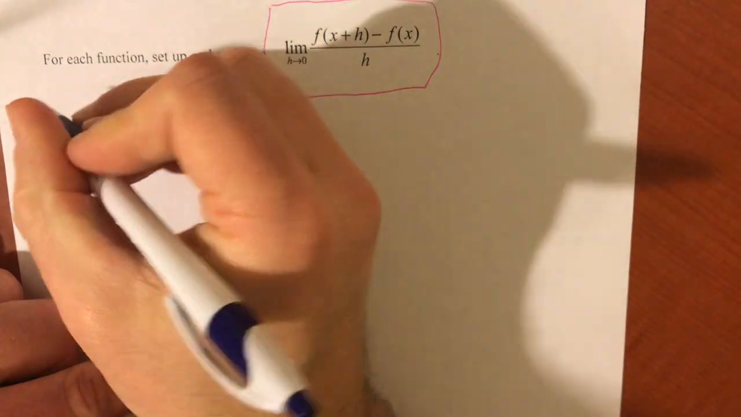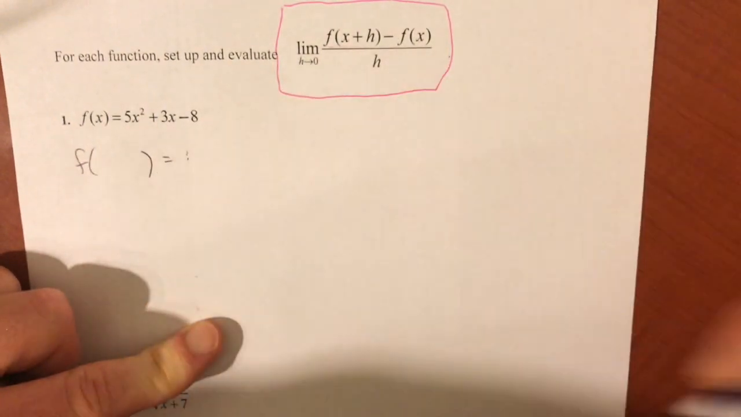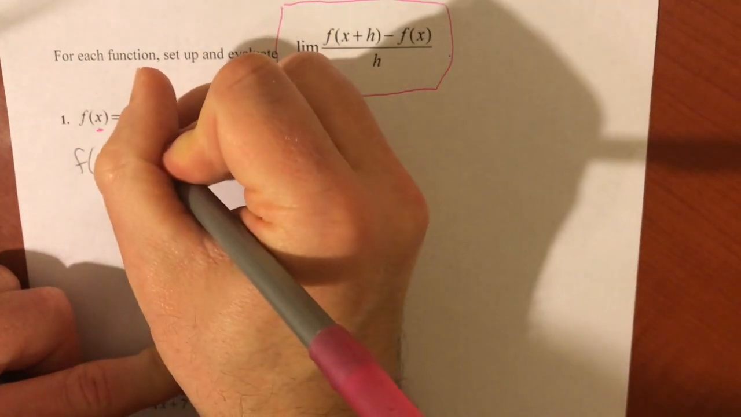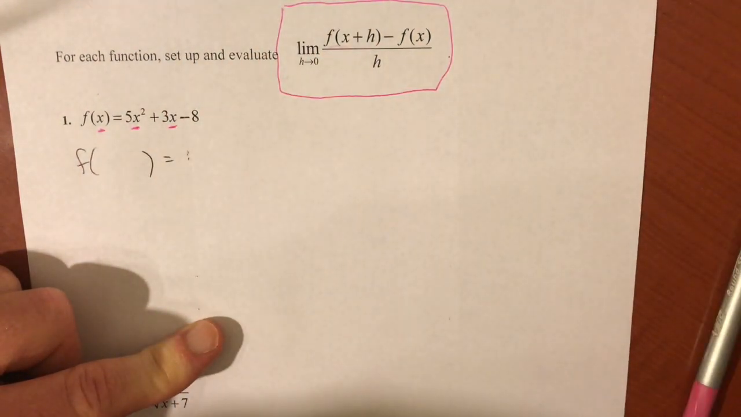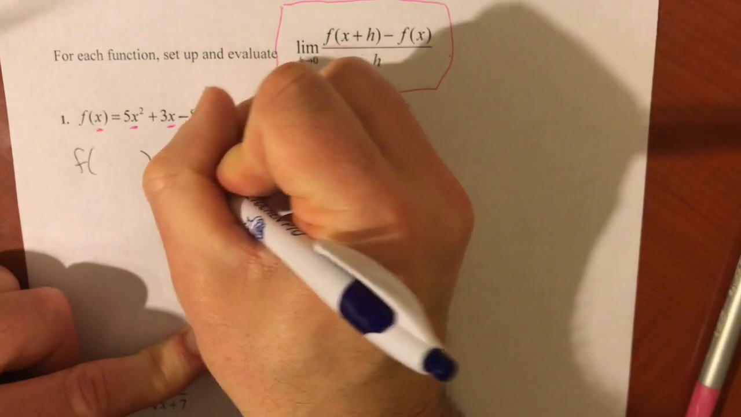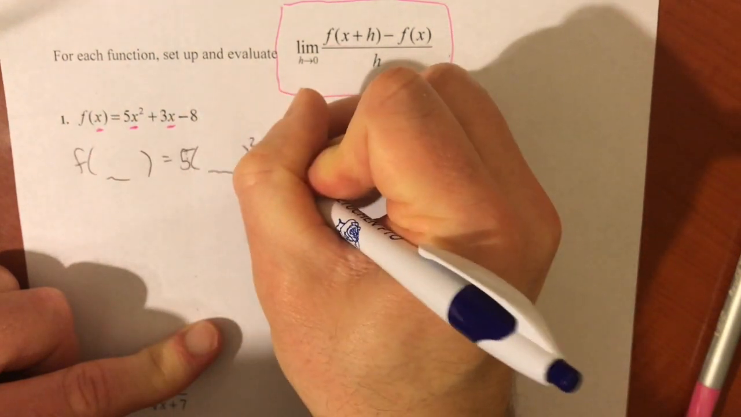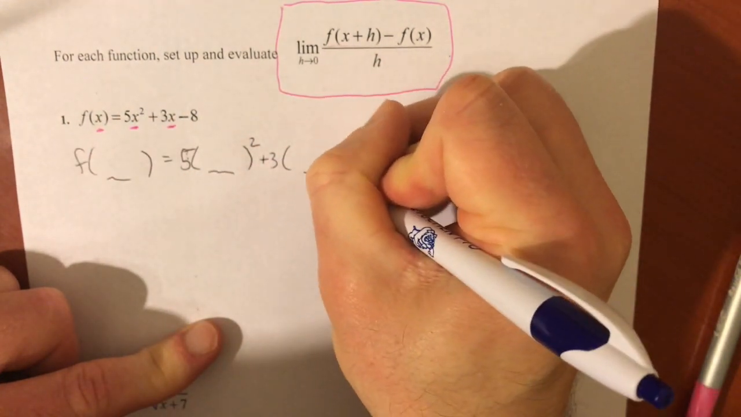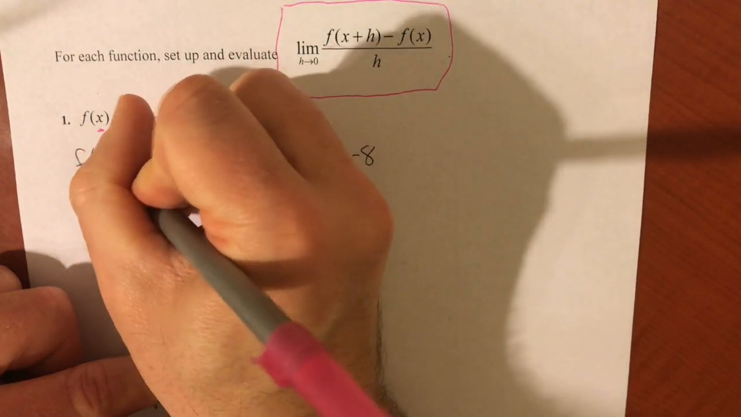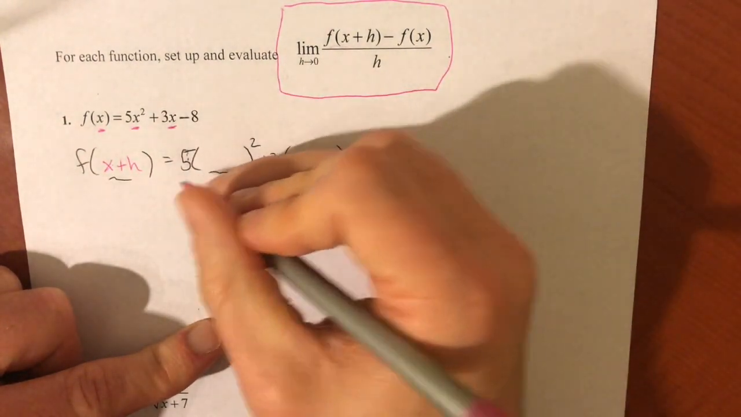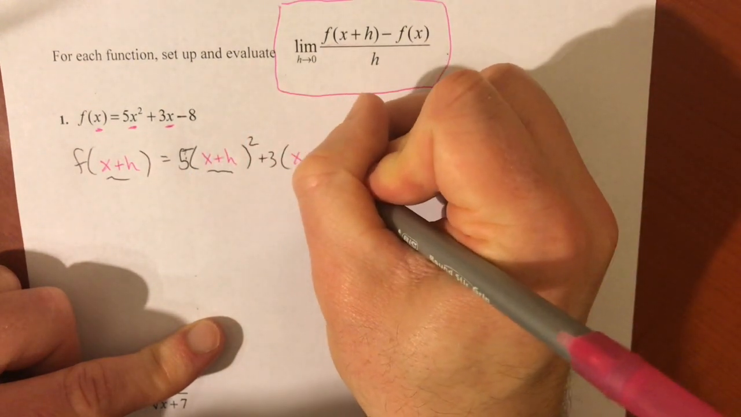So just keep in mind that to do f of anything, if I ask you to do f of 17, what are you going to do? You're going to plug 17 in for x. Or if I have you do f of anything for this particular function, you're going to do 5 times that something squared plus 3 times that something minus 8. So we're going to do f of x plus h. Now this is just the f of x plus h portion of this. So plug x plus h, plug x plus h.